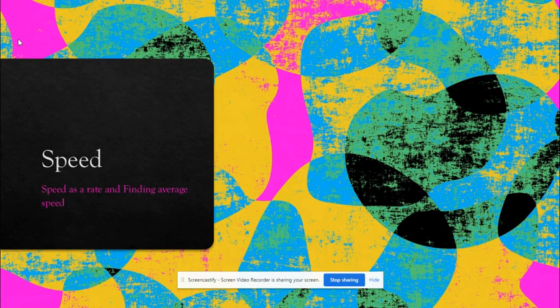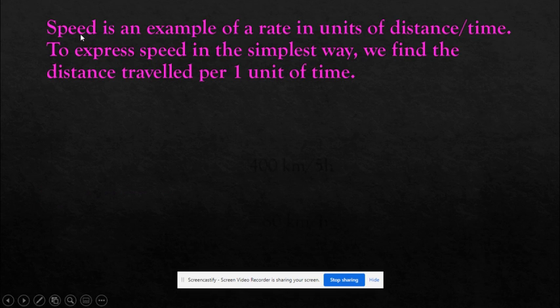Okay, so we're looking at speed today. First thing we're looking at is speed as a rate and then finding the average speed. So speed in this example is a rate in units, which is distance over time. To express speed in the simplest way, we find the distance traveled per 1 unit of time.